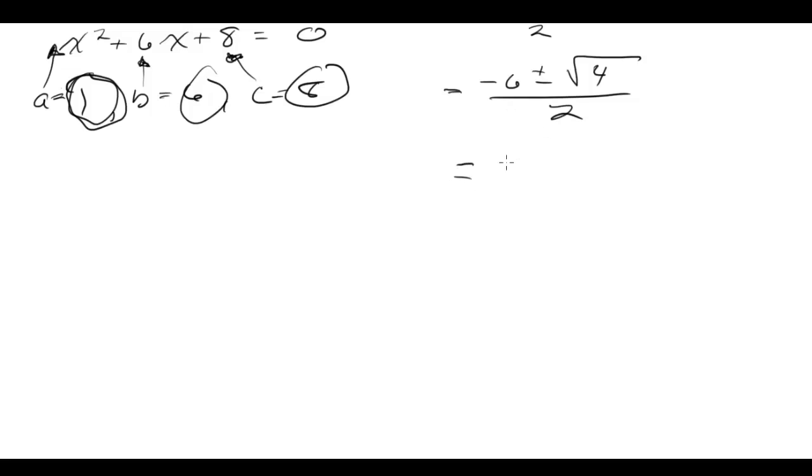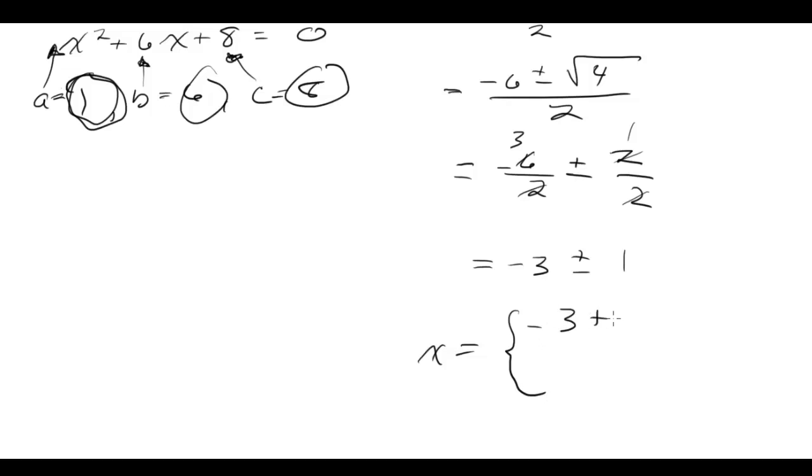Now I can split this up. It is minus 6 over 2 plus or minus the square root of 4 over 2. The square root of 4 is 2, over 2. So minus 6 over 2, well, that's easy. 2 goes into 2 once, 2 goes into 6 3 times. So that's minus 3, plus or minus 2 over 2, which is plus or minus 1. So we have x equals minus 3 plus 1, or minus 3 minus 1. So this is going to be minus 2, and this is going to be minus 4.